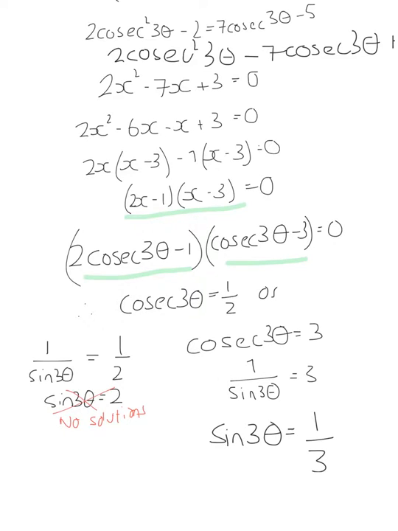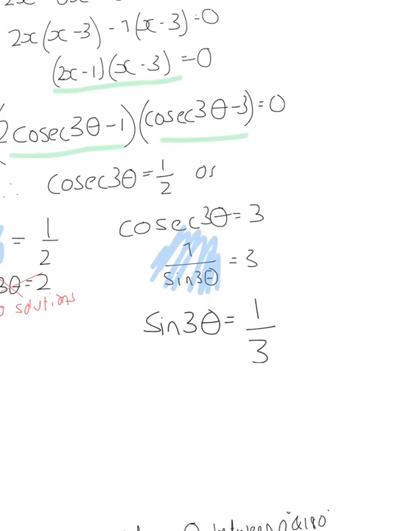Now let's plug back in that cosec 3 theta is equal to 1 over sine 3 theta. So we've got 1 over sine 3 theta is equal to a half, or 1 over sine 3 theta is equal to 3. Rearrange both those and you get sine 3 theta is equal to 2. There are no solutions to that because the maximum value that sine of anything can have is 1. Sine of x is always between 1 and minus 1.